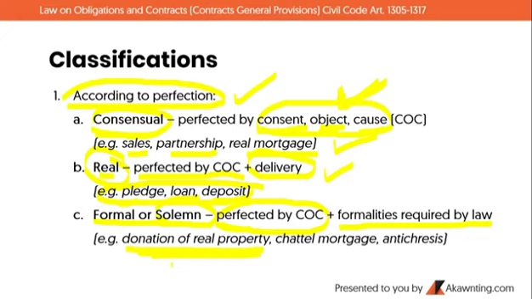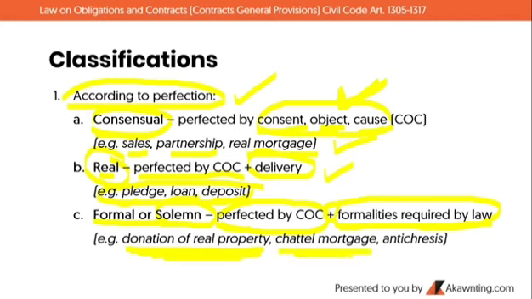So in short, kailangan in public instrument po siya. Okay? Both the initiation of the donation and the acceptance of the donee. So yun yung formality required by law in case of donation of real property. Hindi po sapat na meron lang tayong consent, object, and cause. Hindi po yun sapat. Kailangan na-follow din yung proper formality required by law. So yun yung sa donation.